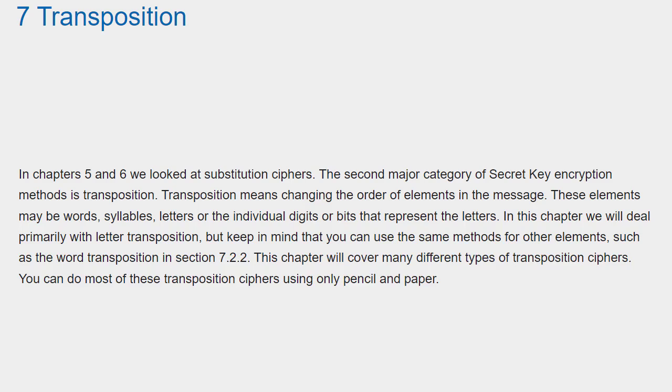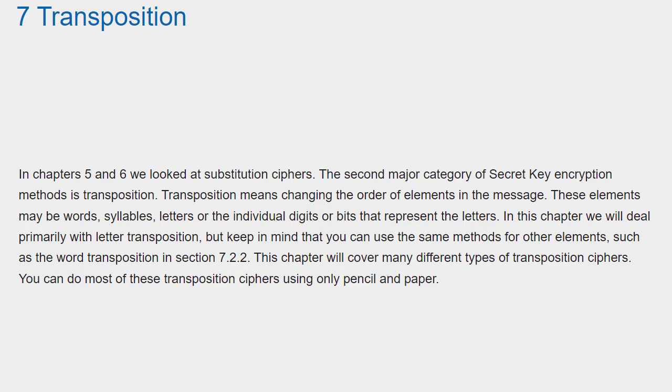The second major category of secret key encryption methods is transposition. Transposition means changing the order of elements in the message. These elements may be words, syllables, letters, or the individual digits or bits that represent the letters. In this chapter we will deal primarily with letter transposition, but keep in mind that you can use the same methods for other elements, such as word transposition, in section 7.2.2.